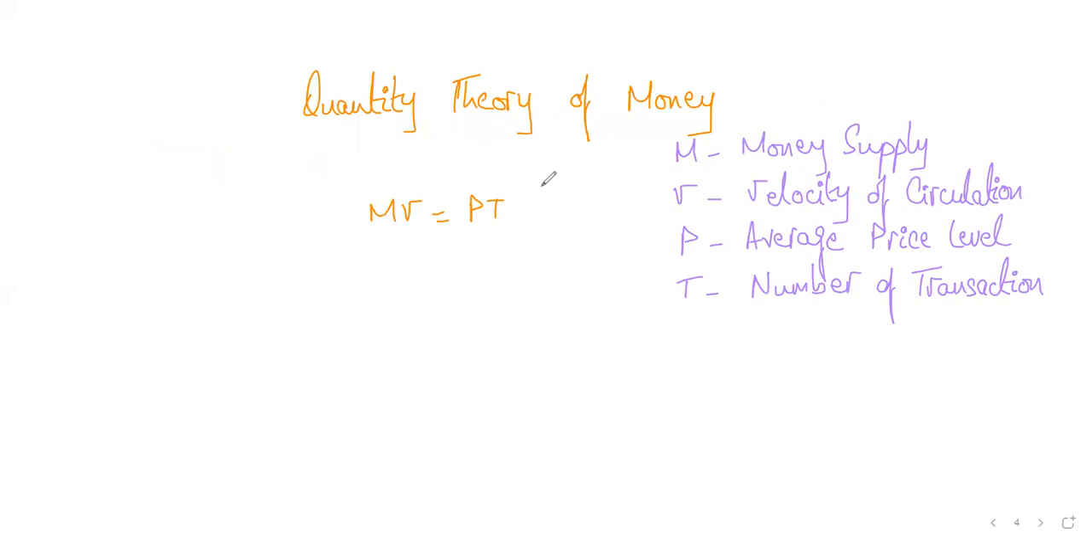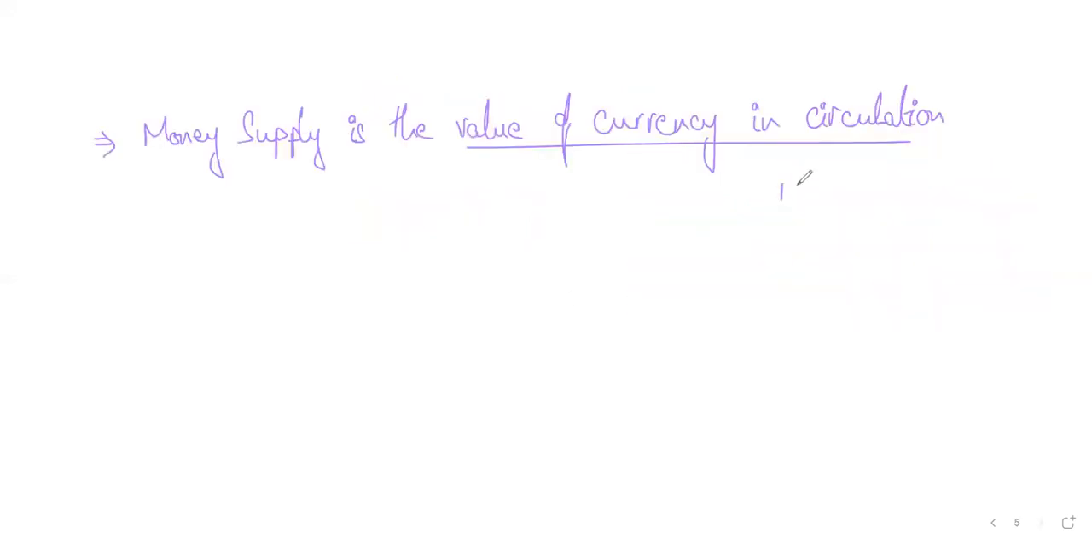So I'm explaining what each of these four variables shows you. M stands for money supply. Money supply is the total value of currency in circulation. So if at the moment we have 50 billion rupees of currency in circulation, like the total value of notes and coins in circulation in Pakistan amounts to 50 billion rupees, that is Pakistan's money supply at the moment. Any confusion about this, students? If there's any confusion, please ask me.